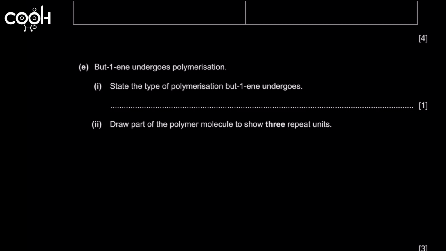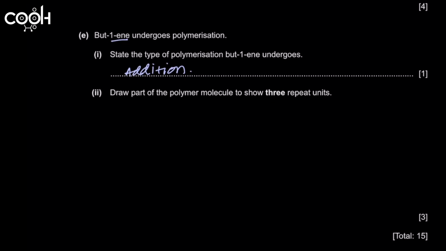But-1-ene undergoes polymerization. State the type of polymerization. It's an alkene. Alkenes undergo addition polymerization. Draw part of the polymer molecule and show 3 repeat units. So but-1-ene, oh, that's a good question. But-1-ene: meth, eth, prop, but. That's but-1-ene, right? Now, how do we polymerize but-1-ene?